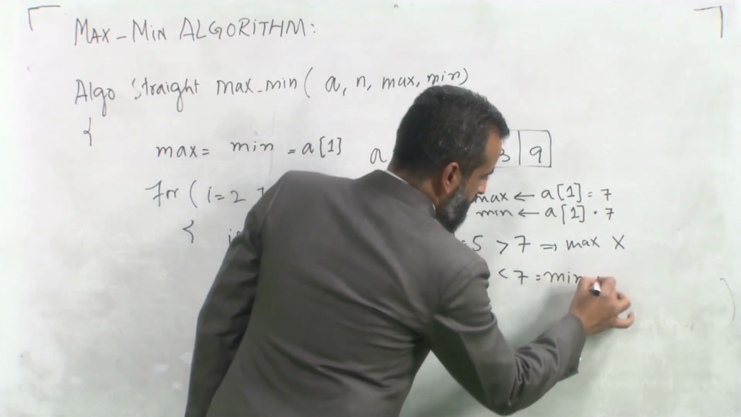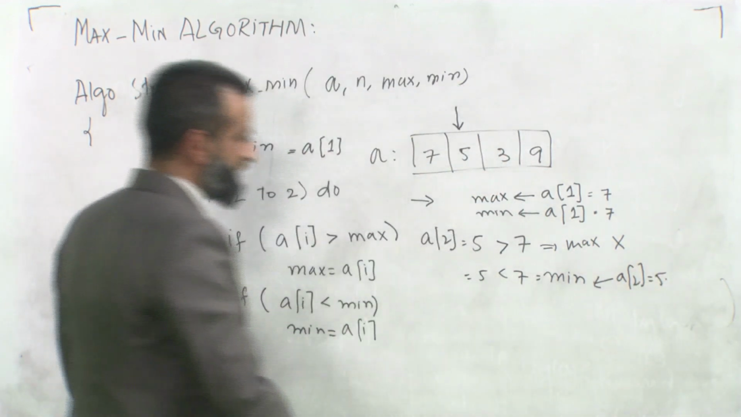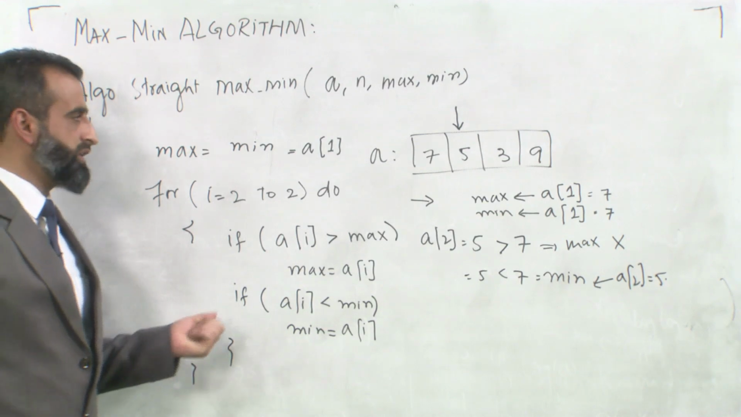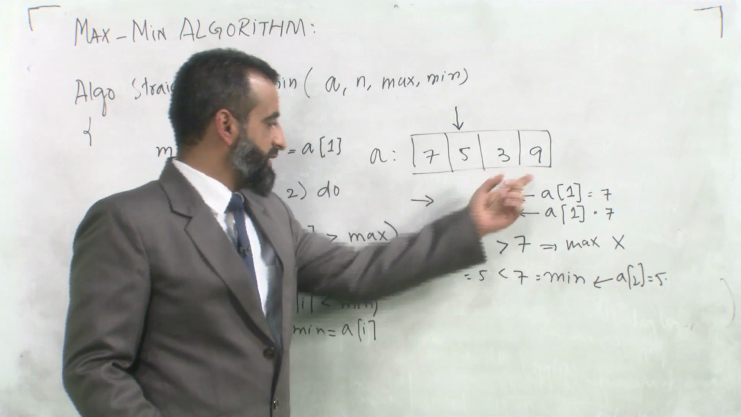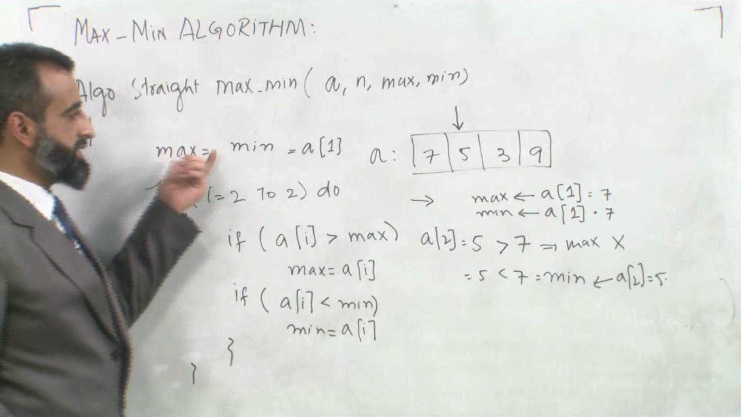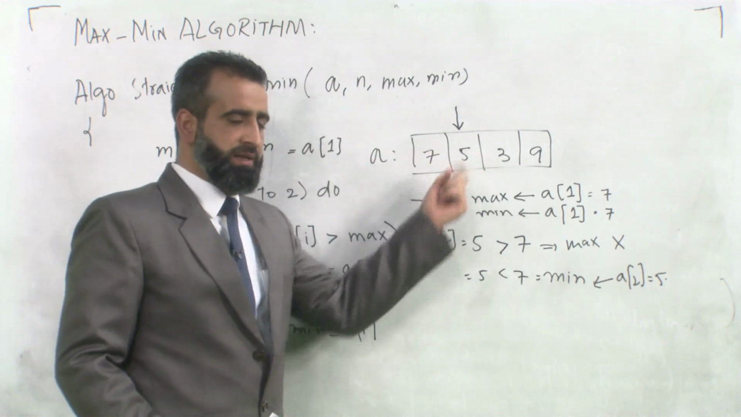So minimum will store a of 2, which is 5. Likewise, we will just iterate through all these possible values till we reach the end of this array. Once we reach the end of the array, we will exit the loop, and by that time the max will be holding basically the maximum possible value in the array, and the minimum will be holding the minimum possible value.